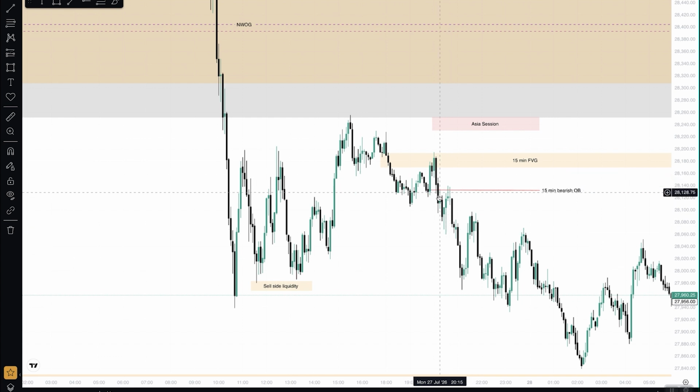So what does price do? Price breaks structure, retrades into the range it created when it broke that low, trades into a 50-minute bearish order block, and then that's when I went short, targeting the sell side liquidity.